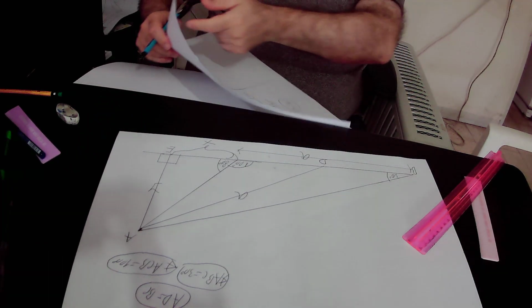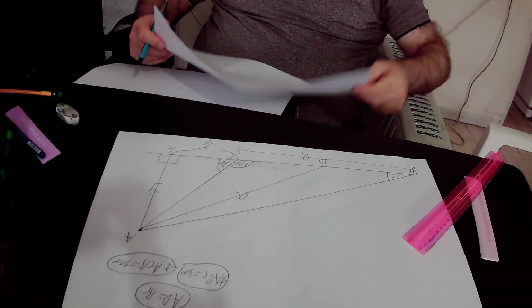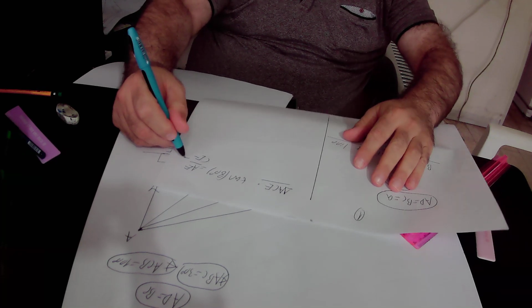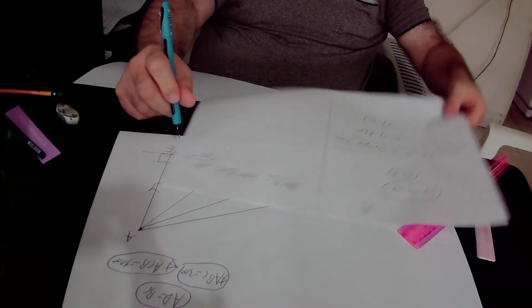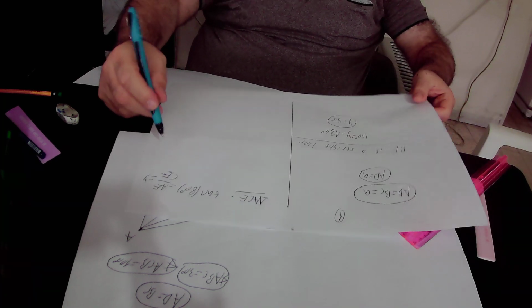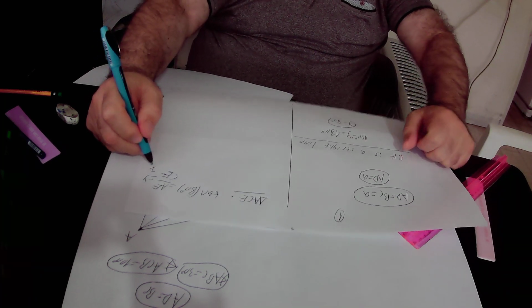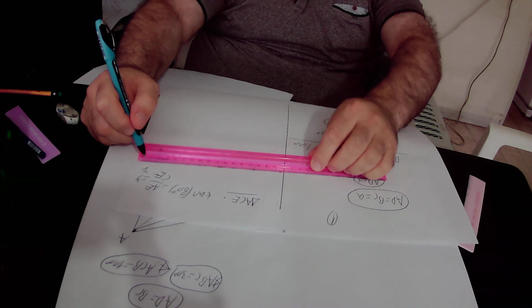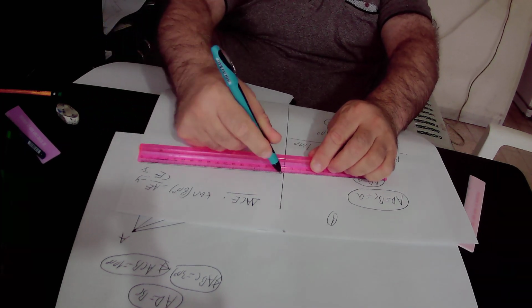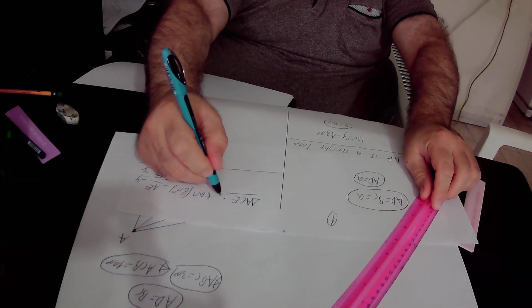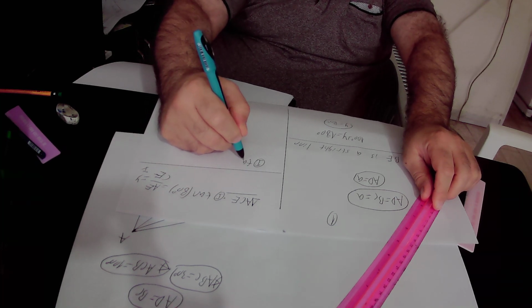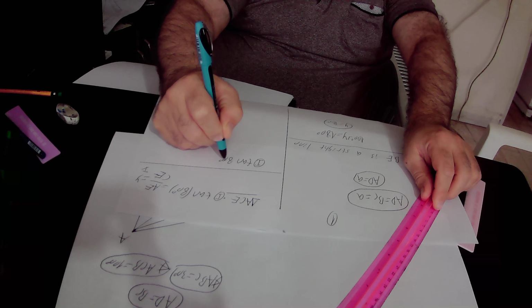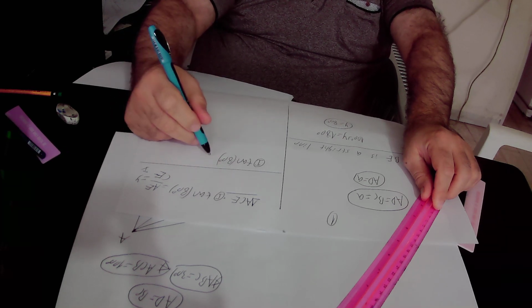But we defined AE as Y. AE equals Y according to our definition, and we defined line segment CE as X. So in conclusion, we found out that tangent 80 degrees equals Y over X.